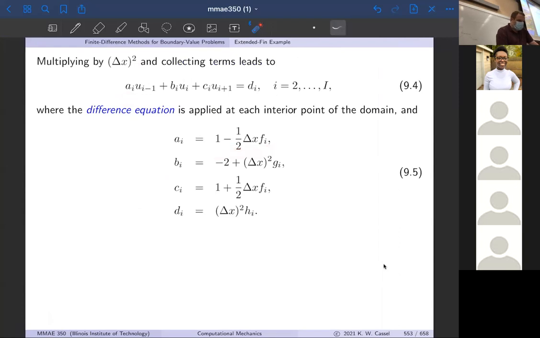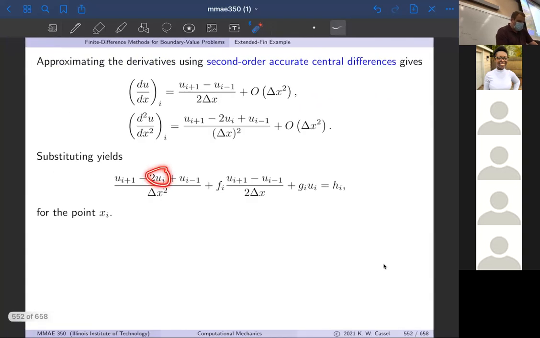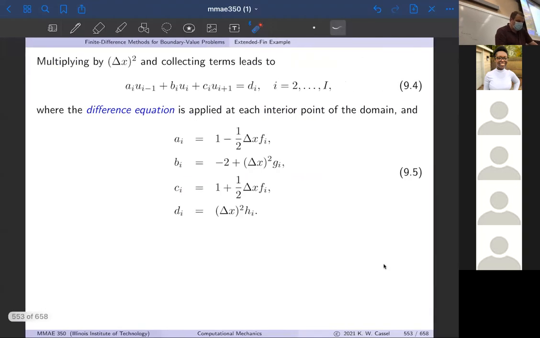Then all this stuff times u_i is b, minus 2 plus delta x squared times g_i. And again, I have a u_i here and a u_i here. So everything times u_i goes into my b. Likewise, for u_{i+1}, everything times u_{i+1} goes into the c. And you'll notice a nice symmetry. The a and the c are the same. The only difference is the minus sign here. So c is 1 plus a half delta x f_i.